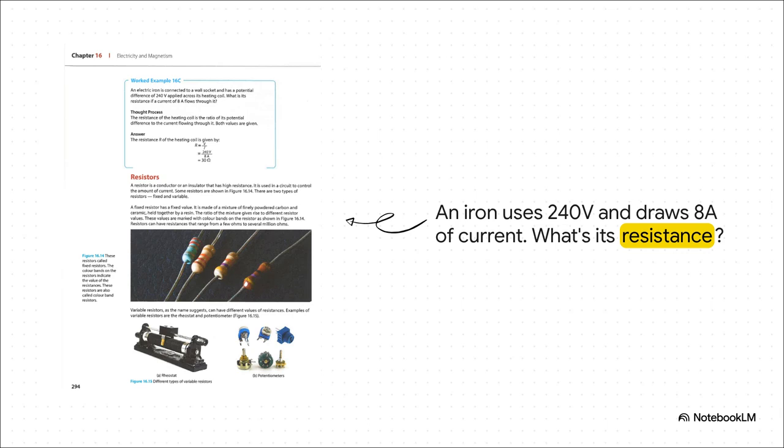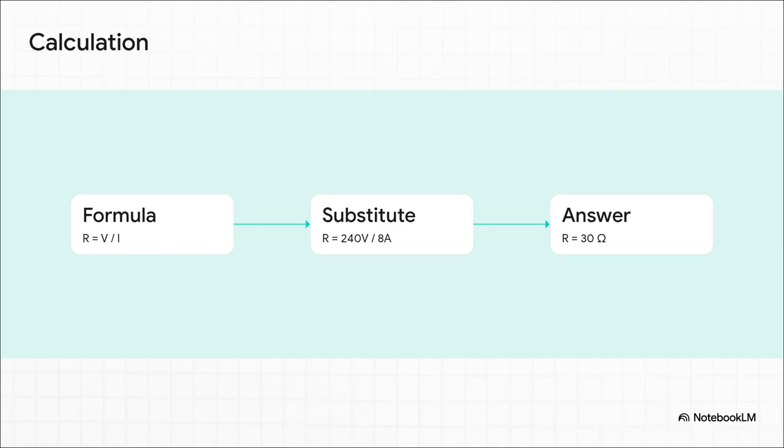Okay, enough theory. Let's see this thing in action with a real-world example. So you've got a regular clothes iron. We know the push it's getting from the wall socket is 240 volts, and we measure the flow of current going into it as 8 amps. The question is, how big is the obstacle? What's its resistance? Let's walk through the thought process.